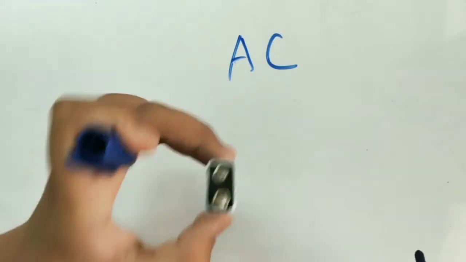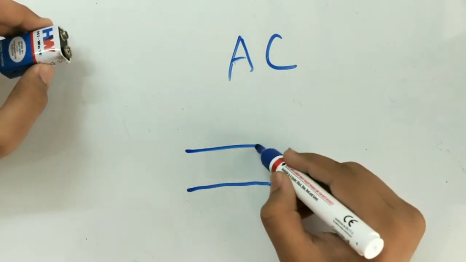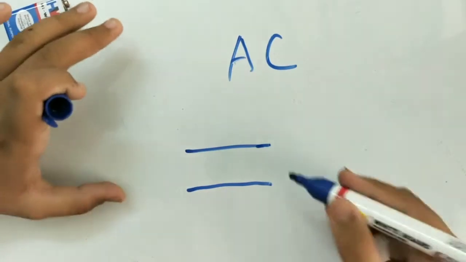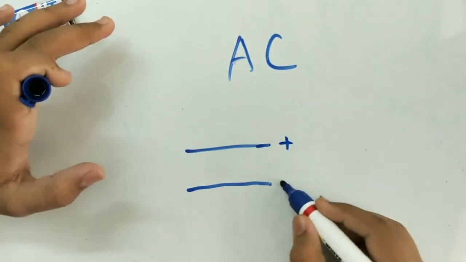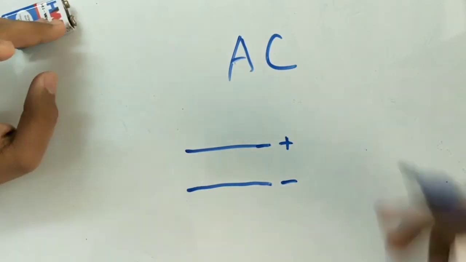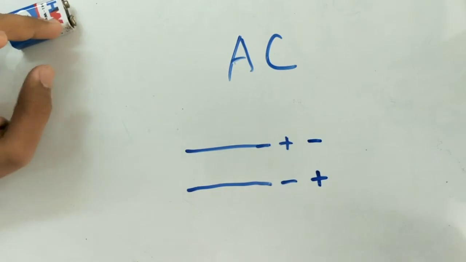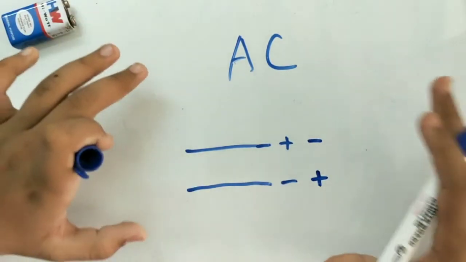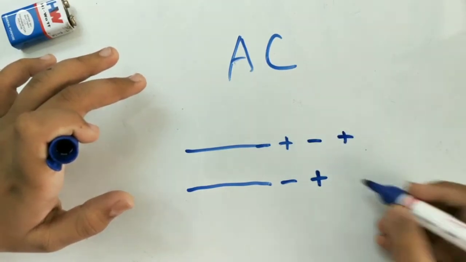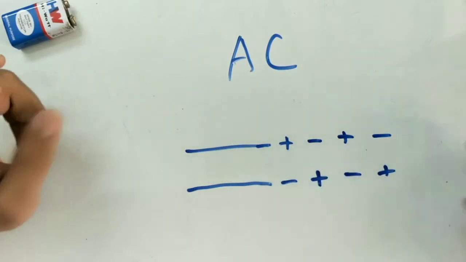Whereas in AC, if these are the two terminals of an AC wire, for an instant here might be positive and this might be negative, and in the next instant here could become negative and this positive. This is a brief explanation of AC, and it continues like this, then like this, and like this.